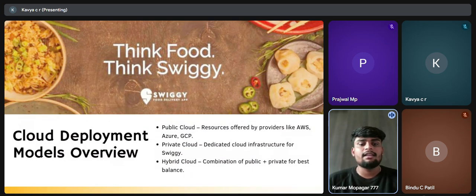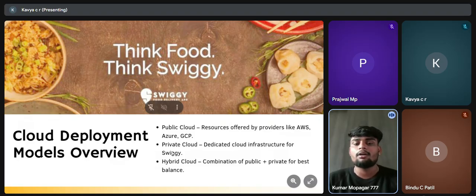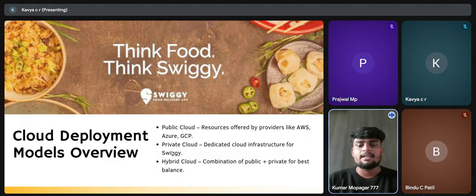In this slide, we are seeing the three types of clouds, the cloud deployment model overview. First, the public cloud, the private cloud, and the hybrid cloud. Public cloud has resources offered by providers like AWS and GCP. And private cloud is deployment of cloud infrastructure for Swiggy. In hybrid cloud, it is a mix of public cloud and private cloud, which is best balanced for the Swiggy app.